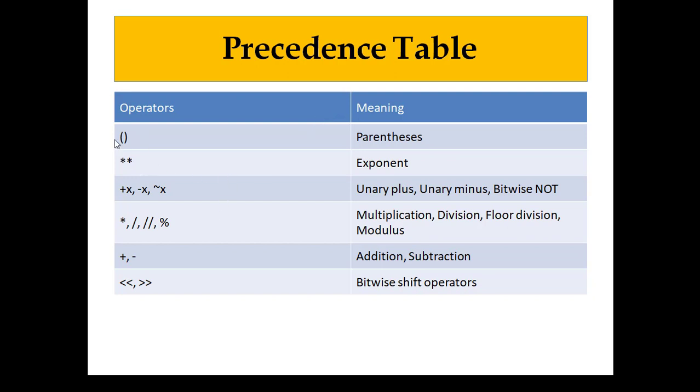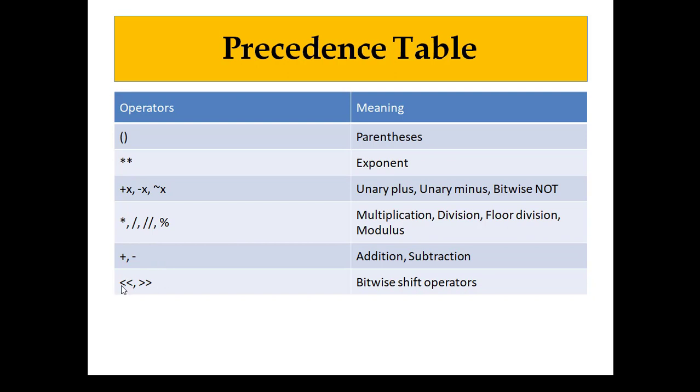The first precedence goes to parenthesis. So first priority will always be given to the parenthesis. Then the second one is double star, which stands for exponent. After that we have unary plus, unary minus, and bitwise not. So first parenthesis, second exponent, third unary plus, unary minus, bitwise not. And after that only we have multiplication, division, floor division, and modulus. Clear? Then after that we have plus and minus.